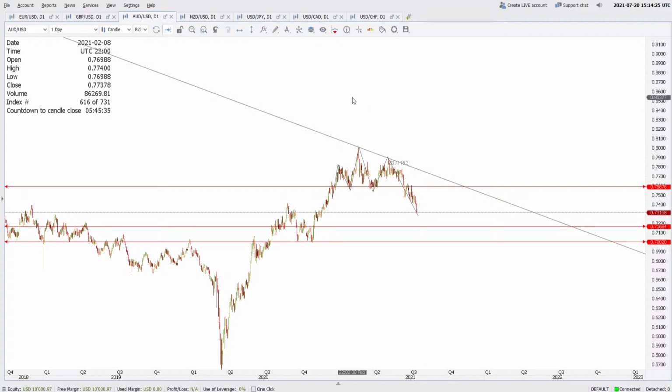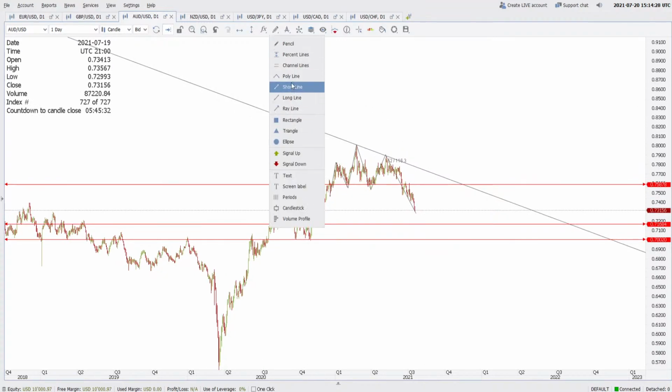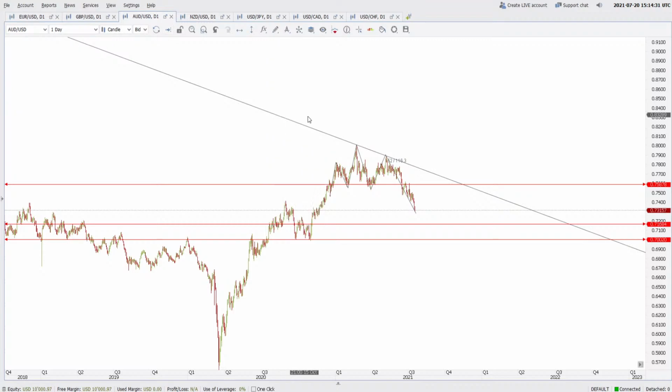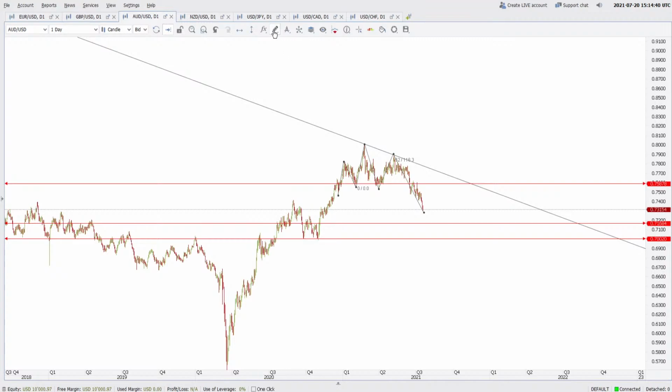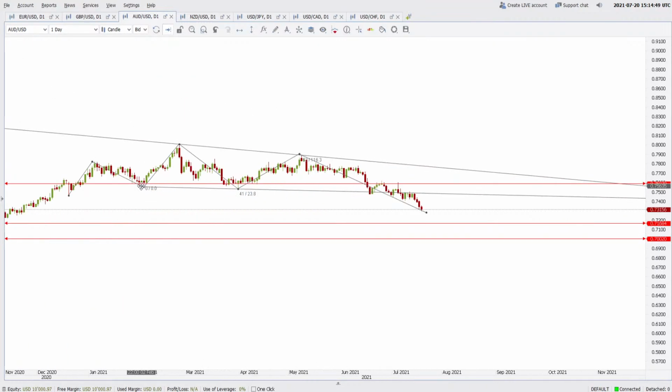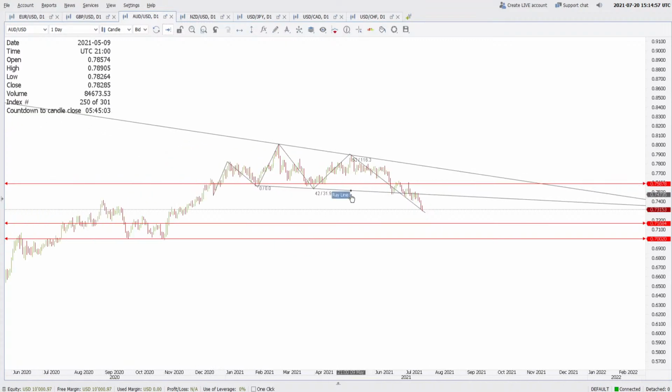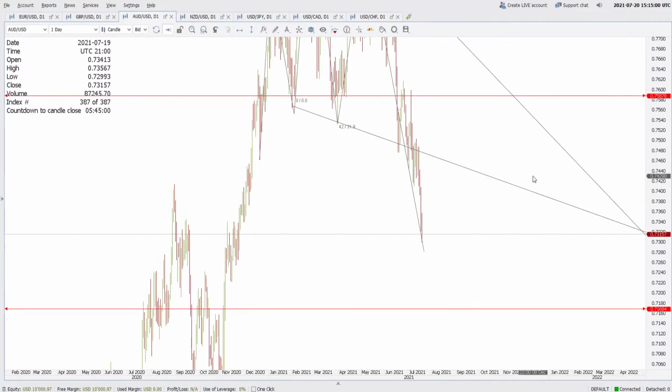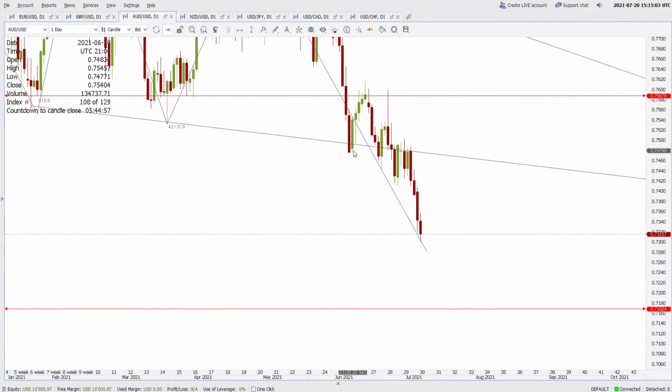All right, and how you do it: the first reaction low and the second reaction low is what you have to connect, these two. Maybe I will just expand it. Okay, once you do this, and the extension, if it is broken, is called a neckline.